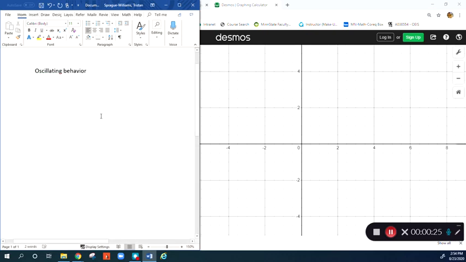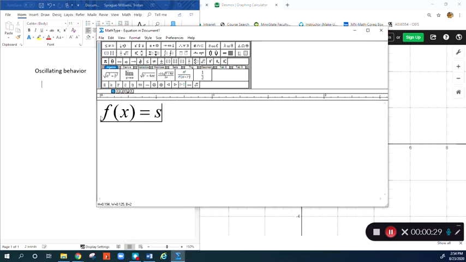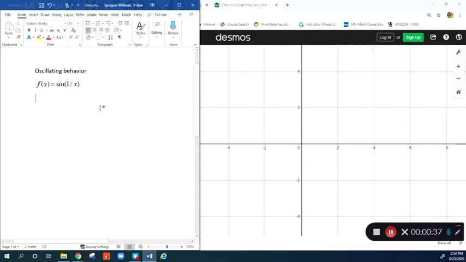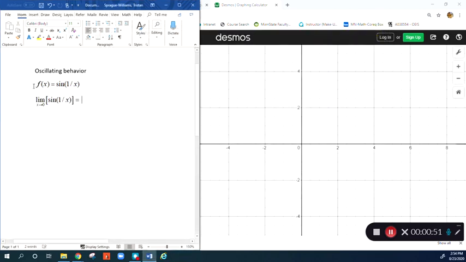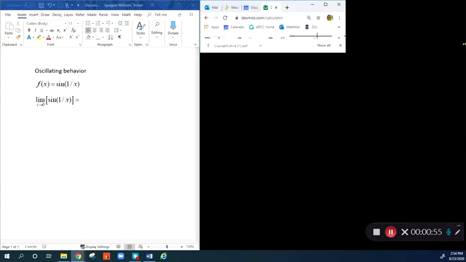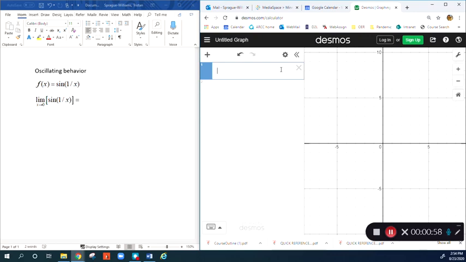There we go. So we're going to look at the function f of x is sine of 1 divided by x. Specifically, we're going to ask, what is the limit as x approaches 0 of that function? Okay, so there's a function, and we're asking what is the limit of that as x approaches 0. So we're going to explore that idea with Desmos.